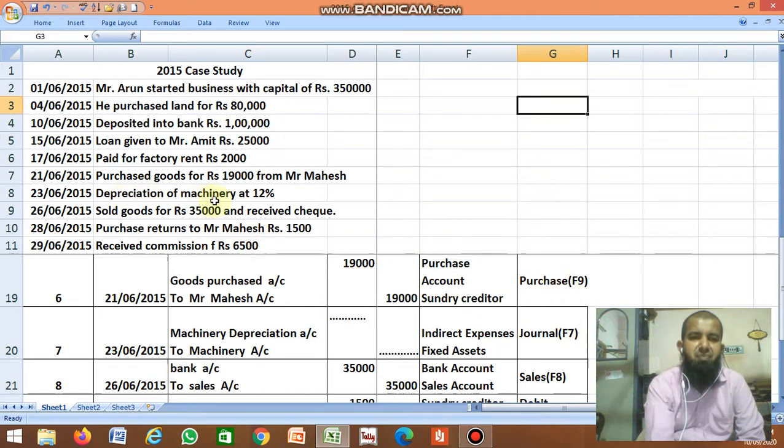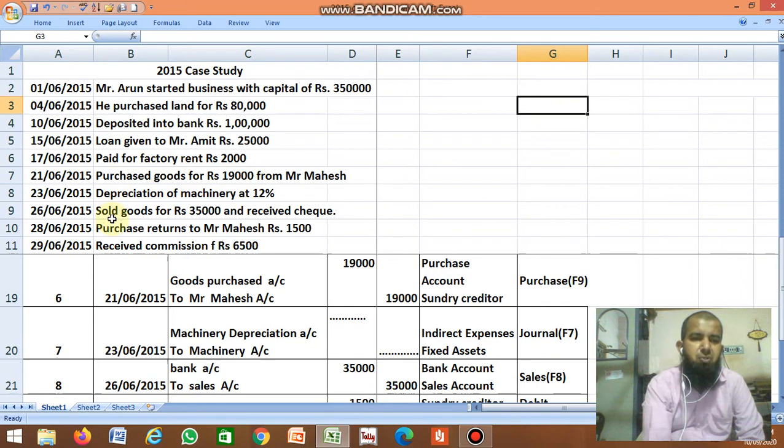Next, depreciation of machinery at 12%. Here machinery is not purchased, so you can't calculate depreciation. You just leave the amount blank, but write particulars, group and voucher. Machinery depreciation account is debit and machinery account is credit. Machinery depreciation account comes under indirect expenses and machinery account comes under fixed assets. And the voucher is journal.